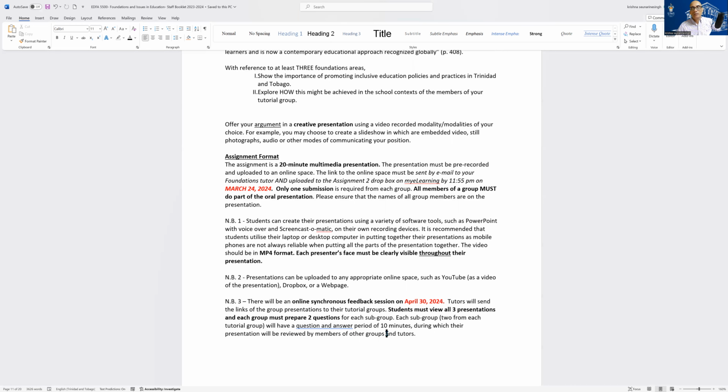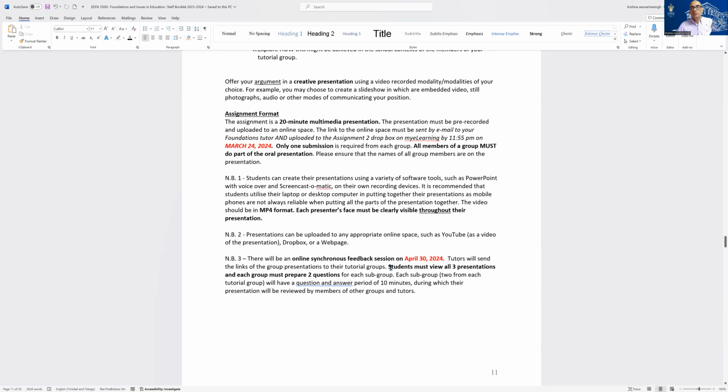And there are other things here in terms of students viewing all presentations. So the video you create and the video that the other group in your tutorial creates will be circulated for you to view. All right. So your group will join with another group, so that there'll be 4 presentations in all, 2 from your group, 2 from the other tutor's group, and you must then view the 3 other presentations and prepare questions for those other groups.